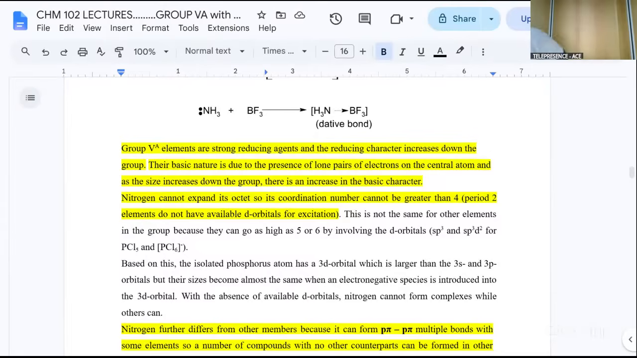Okay, let me read group 1 to 3 elements. I noticed that for group 1 to 3 elements, the boiling and melting point decreases down the group due to the weakness of the metallic bond. But why is that of group 4 and 5 increasing? That was why I told you that there is a peculiarity in group 4 and 5. And this peculiarity has to do with the presence of the lone pairs of electrons.